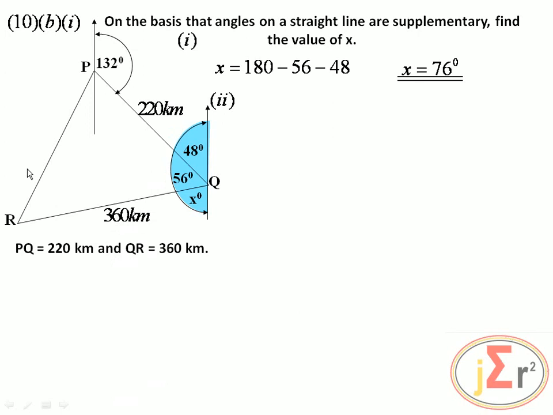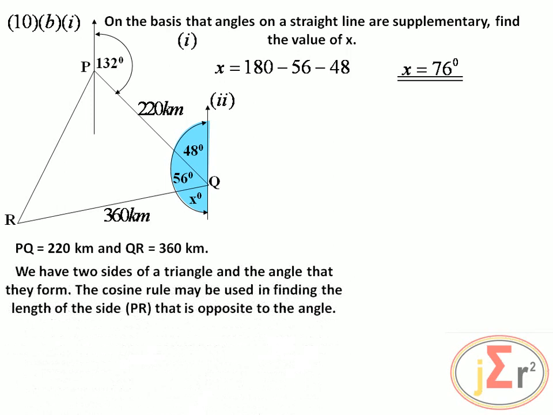Whenever we have two sides of a triangle and the angle that the two sides form, we may find the side that is opposite to the known angle, or just the other side, by making use of the cosine rule. We have two sides of a triangle and the angle that they form. The cosine rule may be used in finding the length of the side PR that is opposite to the angle.